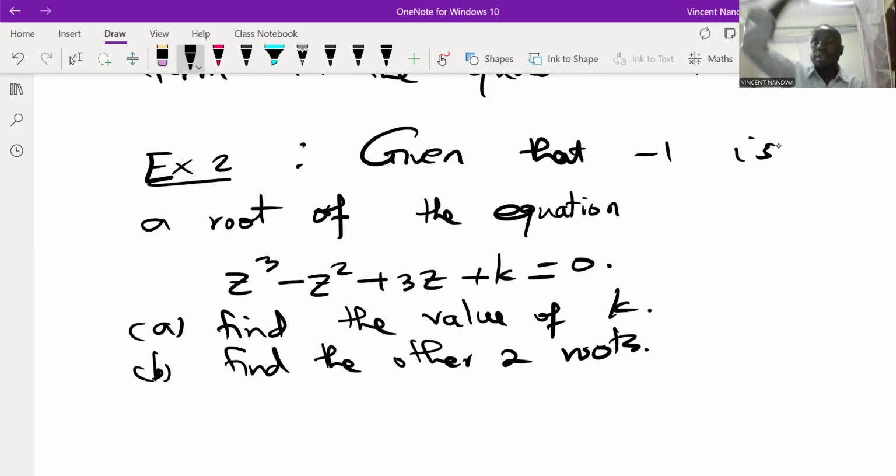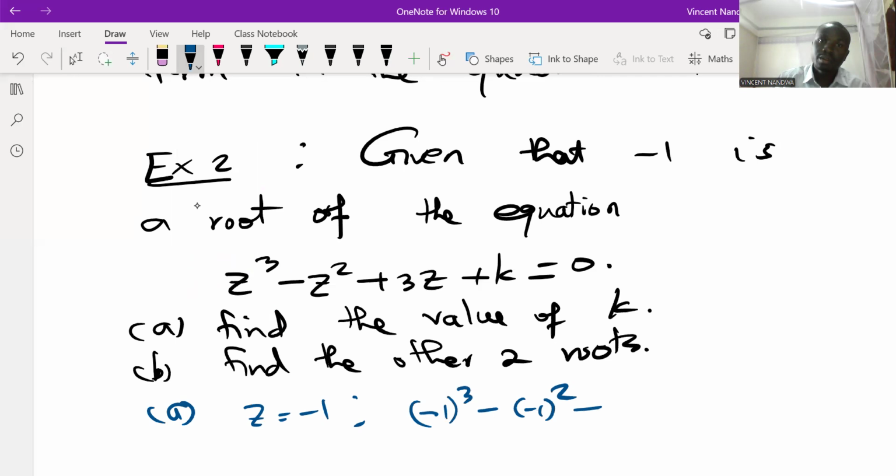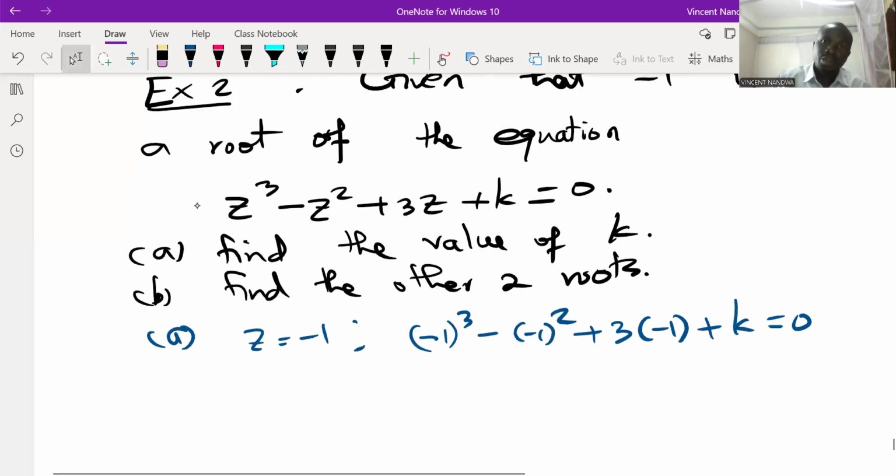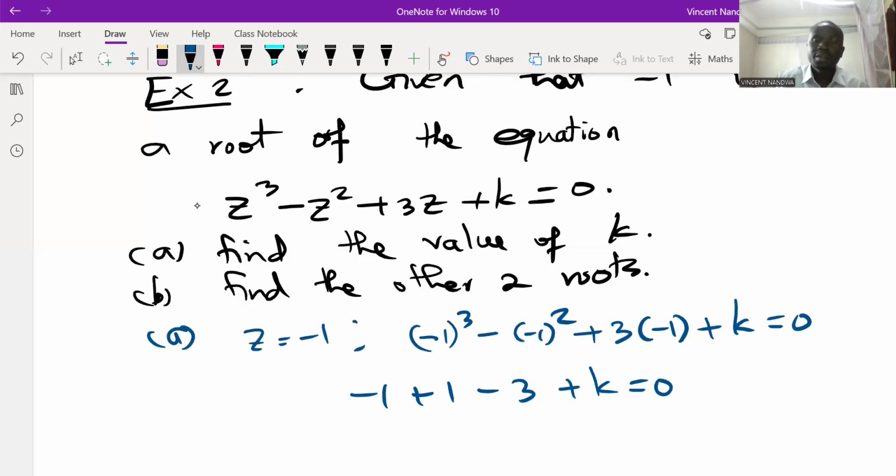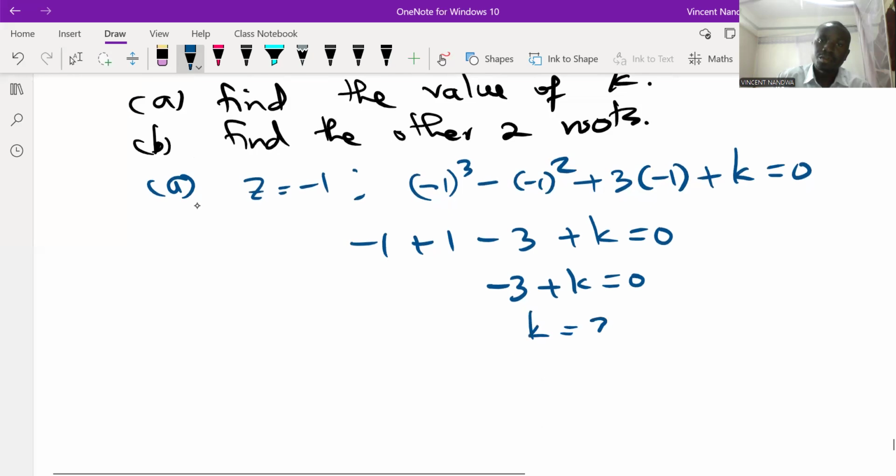So remember, when you are told that negative 1 is a root of the equation, it means that when you replace the variable z by minus 1, the equation must be satisfied. So part A is as good as replacing z with minus 1 and solving for k. So z equals minus 1 will give minus 1 to the power 3 minus minus 1 squared plus 3 times minus 1, then plus k equals 0. So this will give us negative 1 plus 1 minus 3 plus k equals 0. So minus 1 plus 1 is 0. So minus 3 plus k equals 0.